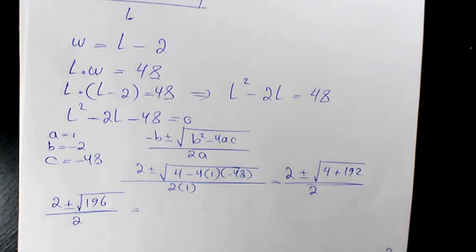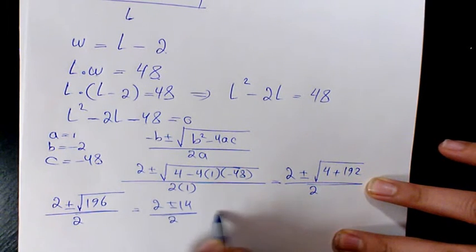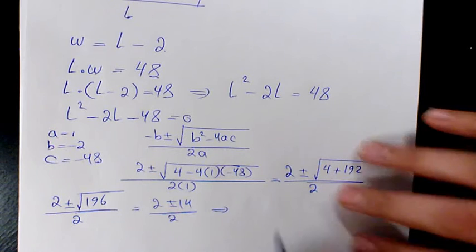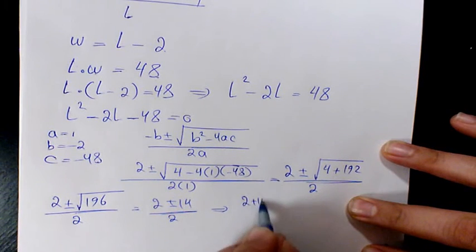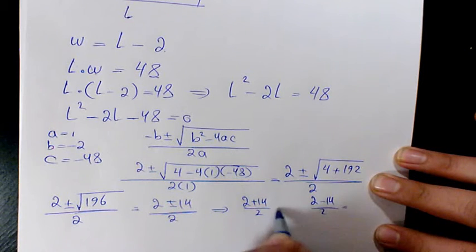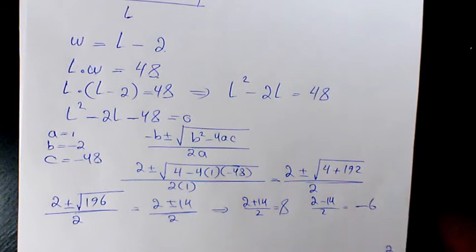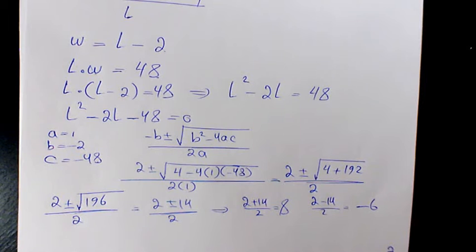The square root of 196 is going to be 14. Let's double check. Yep, that's 14. So 2 plus minus 14 divided by 2. We have two possible answers. One of them is 2 plus 14 divided by 2, and the other is 2 minus 14 divided by 2. So 16 divided by 2 is 8, and negative 12 divided by 2 is negative 6. So we have two answers, 8 and negative 6.